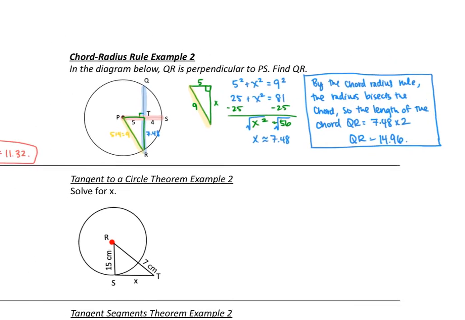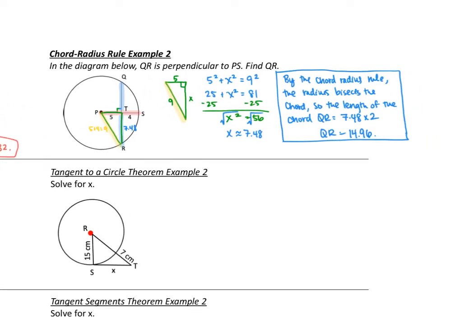I know we're not used to really writing explanations like we're writing here, but because you are using a rule or a theorem, you do need to state the theorem that you are using. You can't just multiply by 2, you have to be able to explain why you are multiplying by 2.